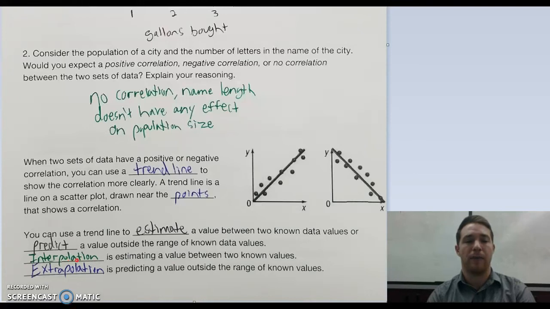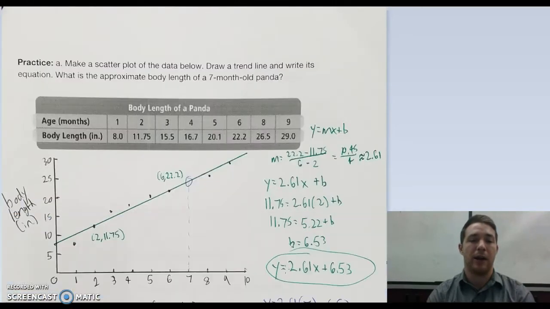So that first part, estimating, call that interpolation. So it's between two known values. So interpolation, you want to think inside your data. Extrapolation is where you predict a value outside the range of known values. So I think a good way to remember that is extrapolation is some extra values either before your data or after your data, but not within the data values.